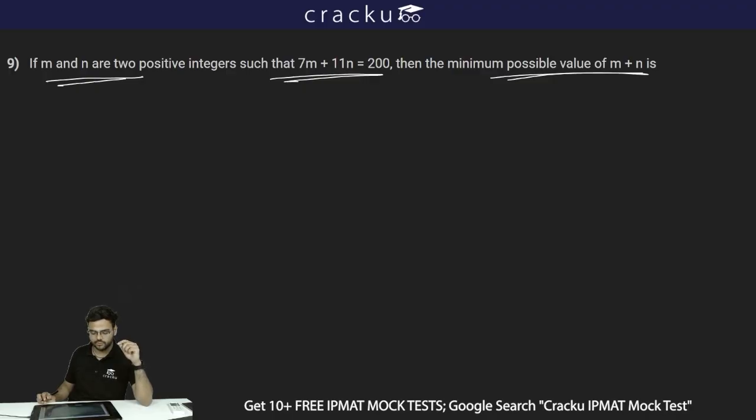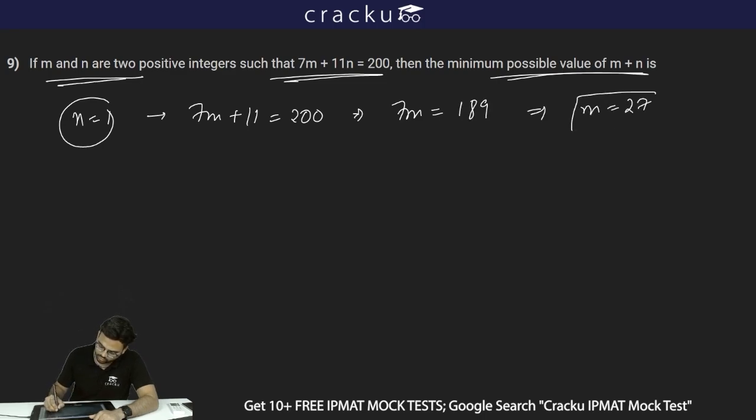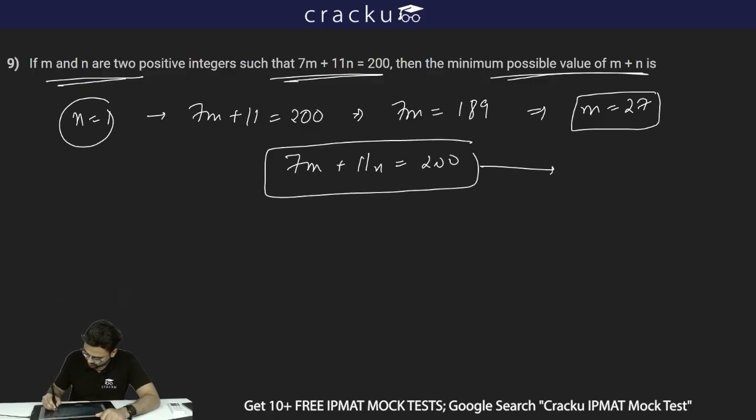You have to consider the values of n as 1, 2, 3, 4, and check at which value m will be a positive integer. So if I see at n is equal to 1, I'll get 7m plus 11 is equal to 200, or 7m is equal to 200 minus 11, which is 189, or m is equal to 27. So at n is equal to 1, I have got the value. If this is the equation 7m plus 11n is equal to 200, my first solution is 27, 1.